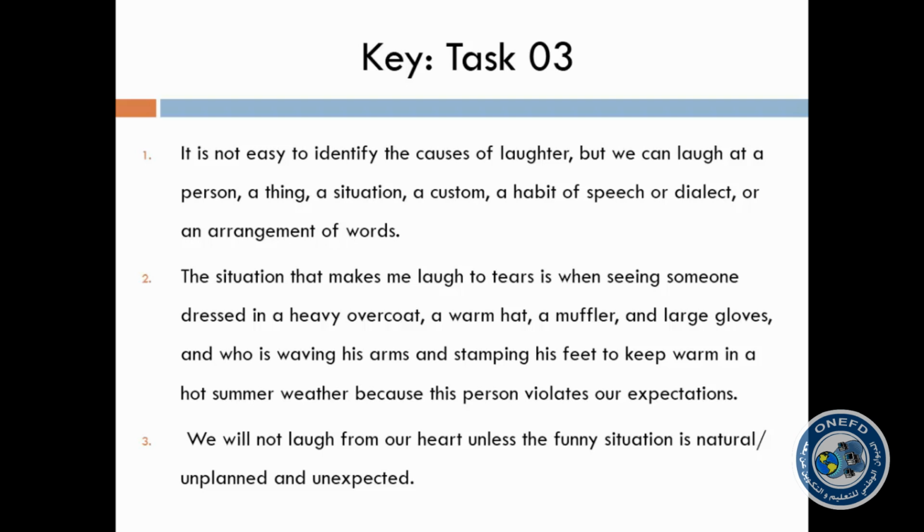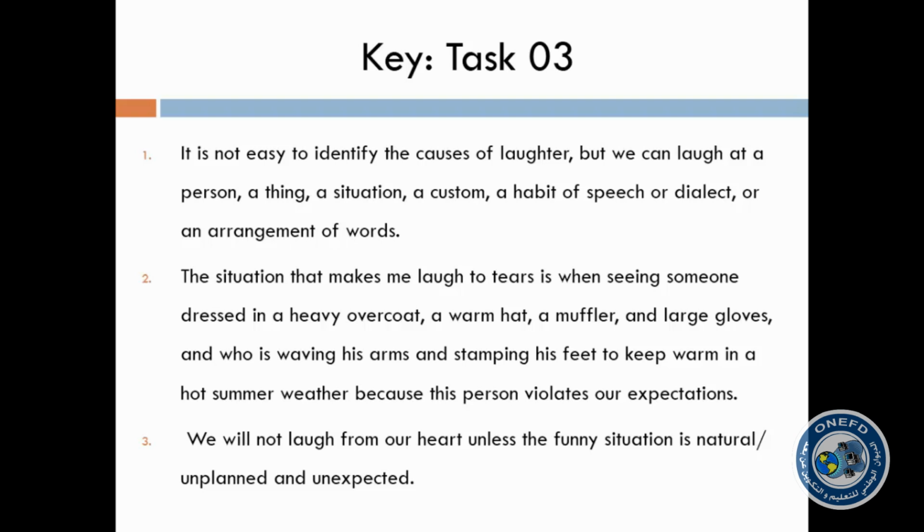Weird, isn't it? Why would I find this a situation that generates laughter? Because this person is violating our expectations. Why is he violating our expectations? Because his clothes and behavior are inappropriate or incongruous, and we would likely laugh at him.